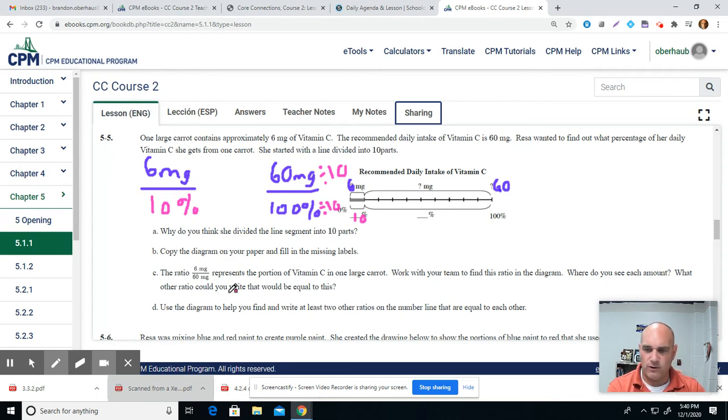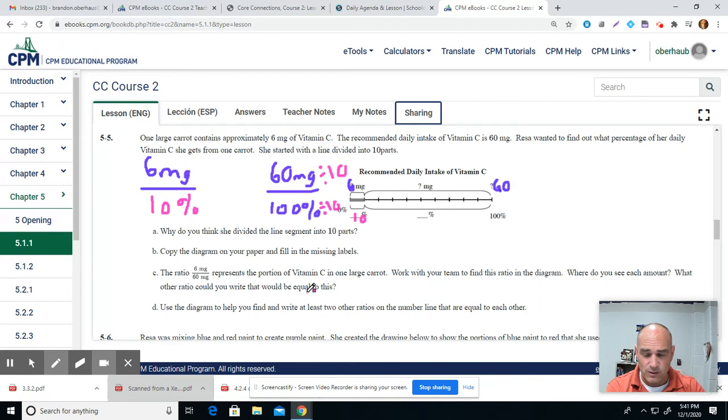So let's see if we've answered all this question. The ratio 6 milligrams over 60 milligrams represents the portion of vitamin C in one large carrot. Work with your team to find this ratio on the diagram. Well, 6 over 60, so that's this over this. Where do you see each amount? Well, I see them both on top. What other ratio could you write that would be equal to this?